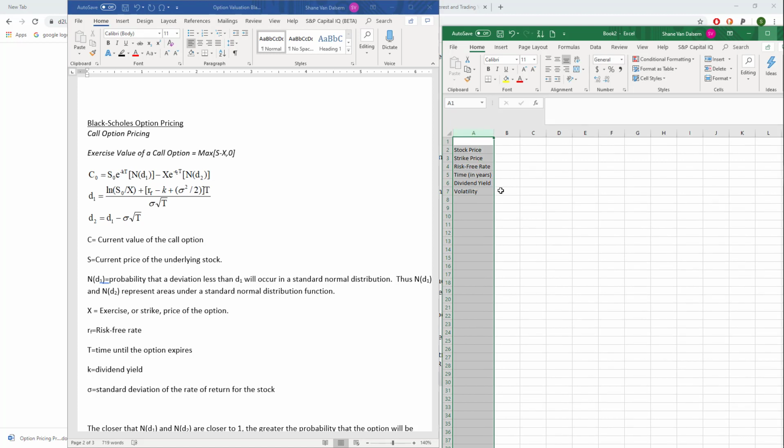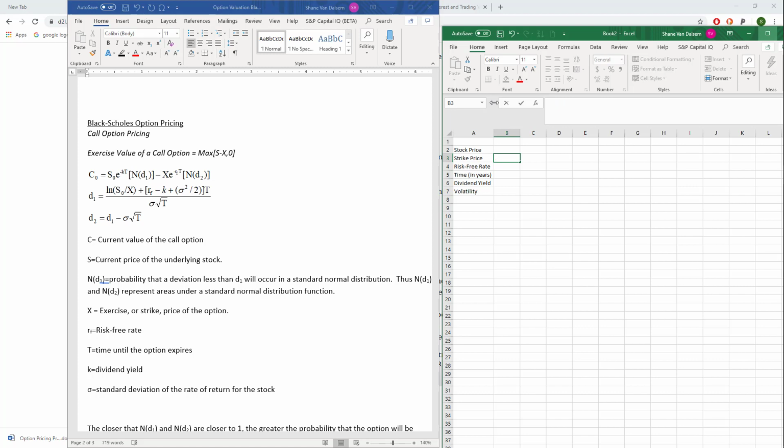Now I'm going to name these cells over here because I find it's just easier, when I'm putting in a formula as complex as the Black-Scholes option pricing model, to just be able to type in names. So up here in the name box, put in stock price.